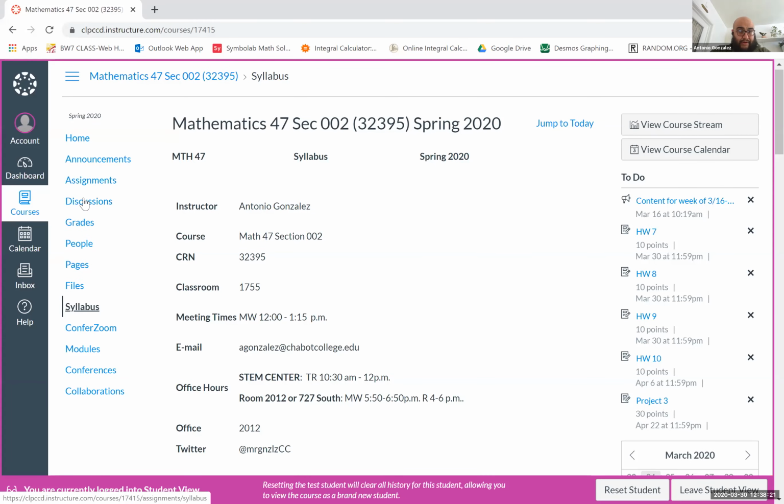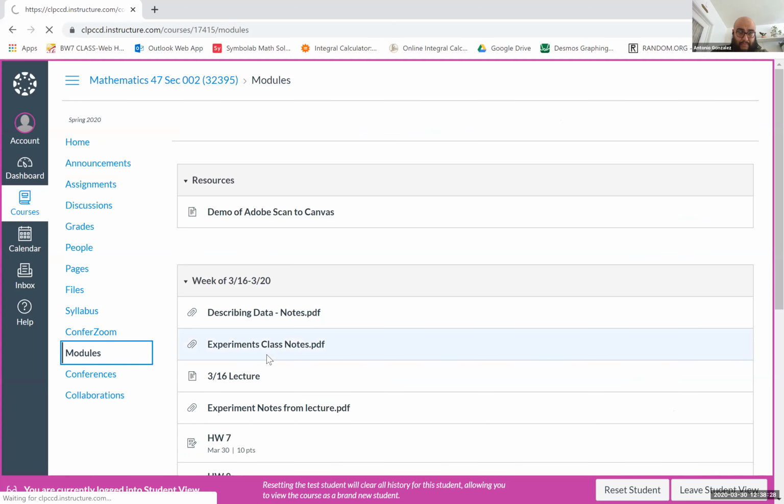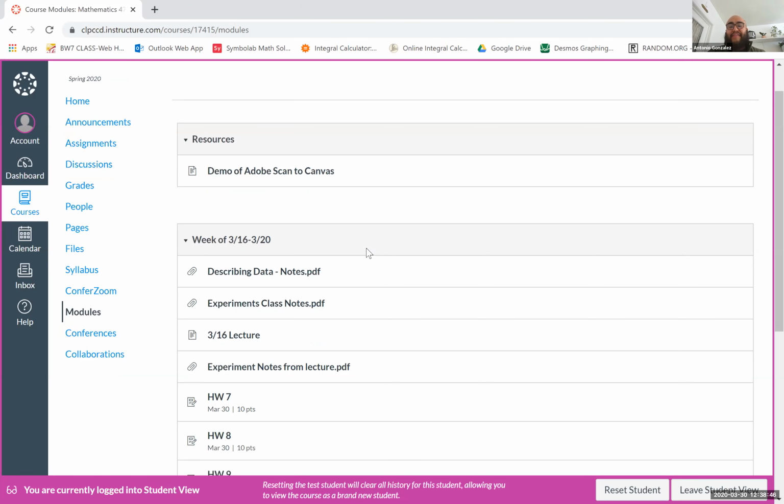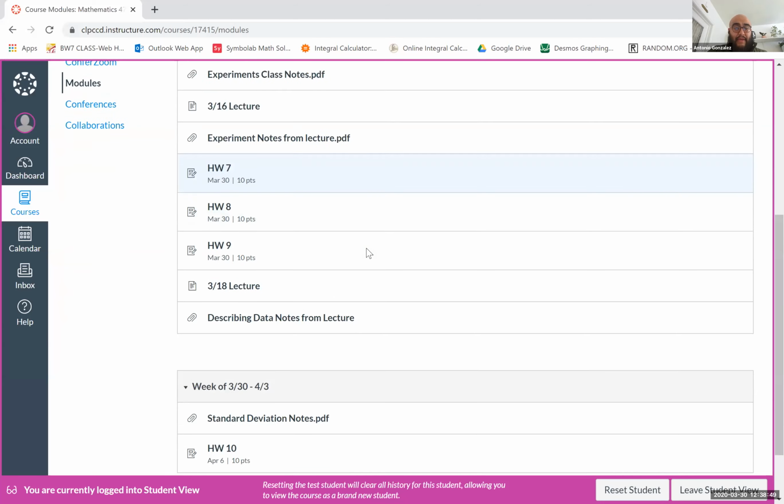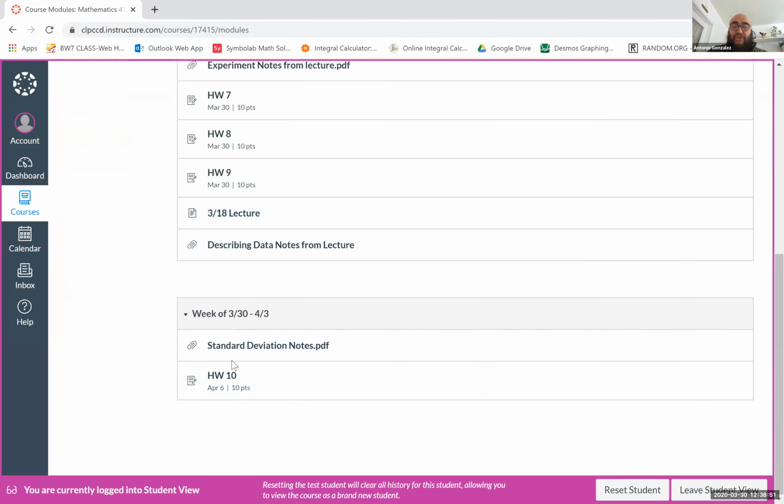Now, a couple things here. If you look at modules, I added a new module, resources. The way you're going to upload or turn in assignments is via Canvas. And here's a demo of using Adobe Scan to Canvas. You can click on that if you're having trouble using it. It has a nice demo of how to use it. I've started a new module for this week with the standard deviation notes and our homework 10, which will be due a week from today.